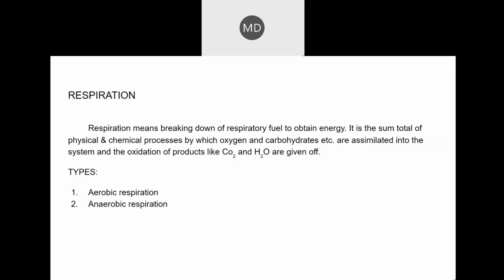Our voluntary actions, whatever we are doing, voluntary means which we are doing by our own free will. We want to do it. We want to walk to some place. We want to sit here. We want to talk. We want to do whatever. That is voluntary. Okay. So all the voluntary functions which we are doing, that needs energy.